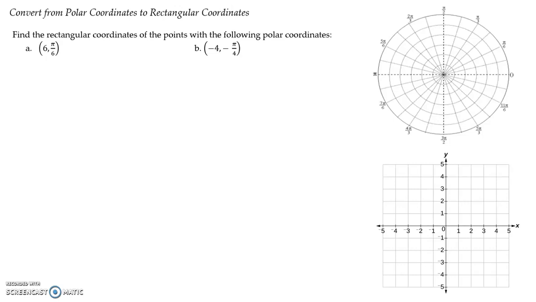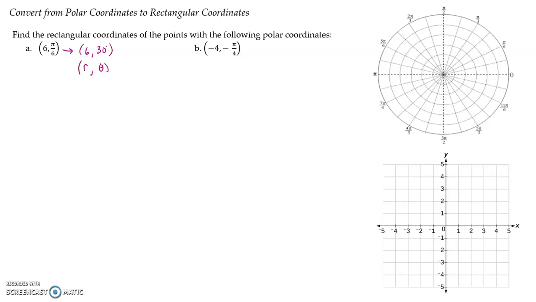In this problem, we're going to be converting from polar coordinates to rectangular coordinates. So let's go ahead and look at part A. We're given the point 6, pi over 6. So this is the same thing as 6 and 30 degrees for our angle measure. So we have an r value and we have a theta.